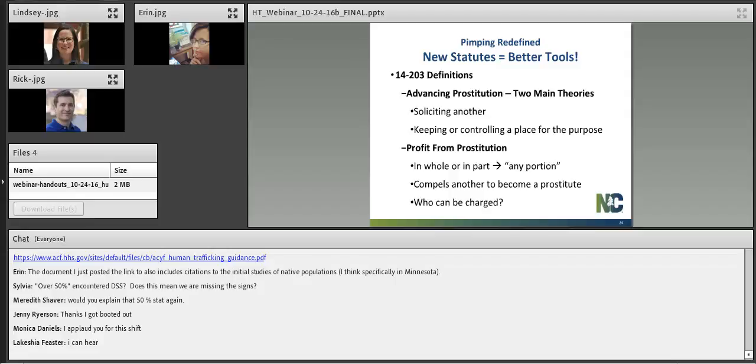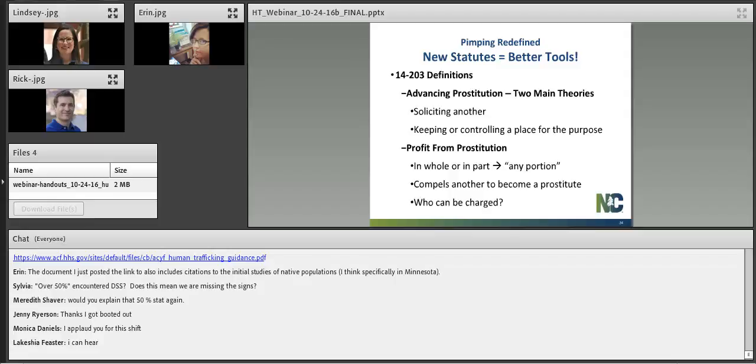Under the promotion of prostitution, there are two different ways that you can do the promotion. That's either advancing prostitution, which means you're soliciting someone to prostitute for you, or you're keeping or controlling a place for that purpose, which oftentimes is a hotel or motel room, but it could be a car. Or you're profiting from prostitution. This means in whole or in part.